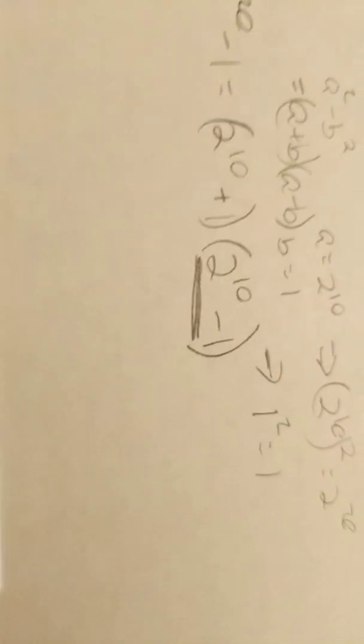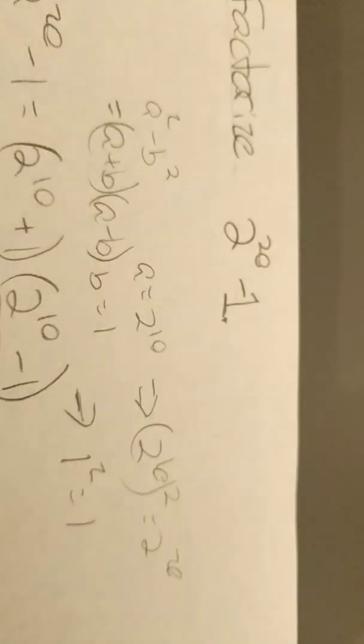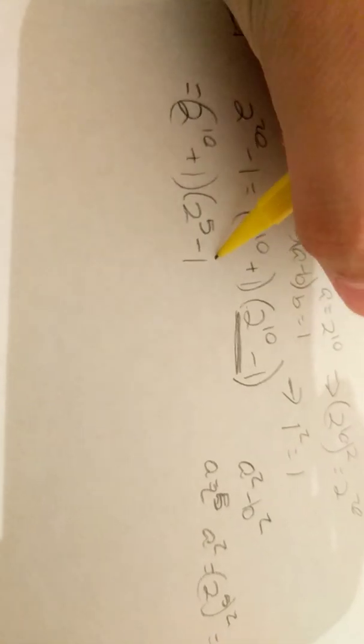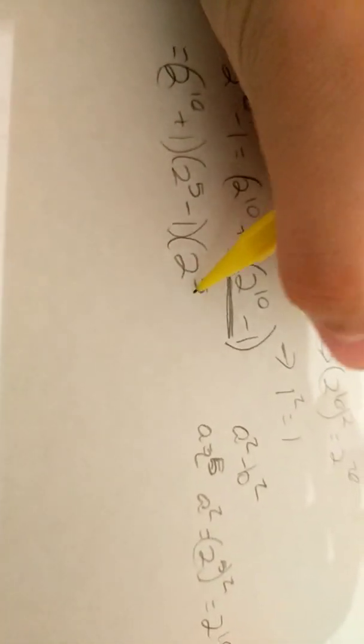Now, I'm going to say that I can make something else out of this. I can factorize this again. As you can note that 2 to the 10 minus 1 is in the same form as 2 to the 20 minus 1, and thus it can be written as a squared minus b squared. But in this case, a is going to be 2 to the 5th. That way, a squared is equal to 2 to the 5th squared, which is 2 to the 10th, which is exactly what we have here. So it's going to now be equal to 2 to the 10 plus 1 times 2 to the 5 minus 1 times 2 to the 5 plus 1.